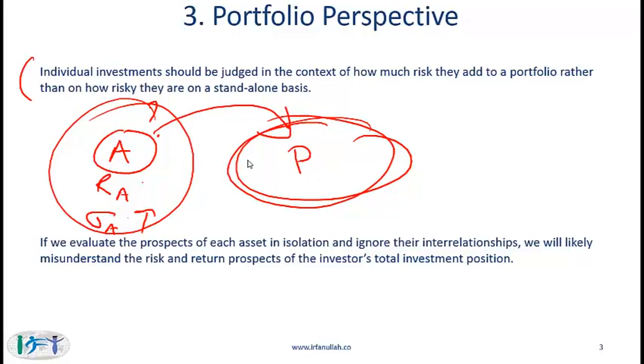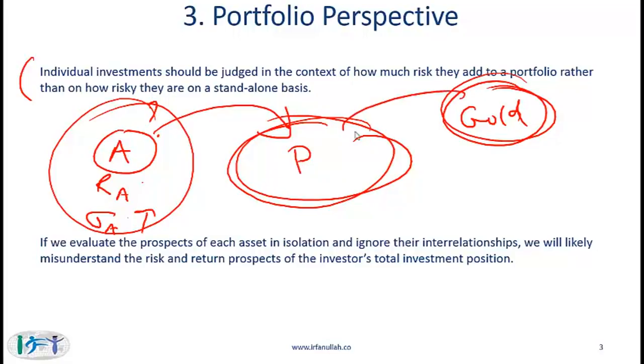A classic example of using the portfolio perspective is with an investment such as gold. If you evaluate gold on a standalone basis, you might not buy, because just looking at the Sharpe ratio of gold will be extremely low. But if you think about the fact that the value of gold is not correlated with the stock returns, then adding gold to your portfolio might actually give you a substantial amount of diversification benefit.